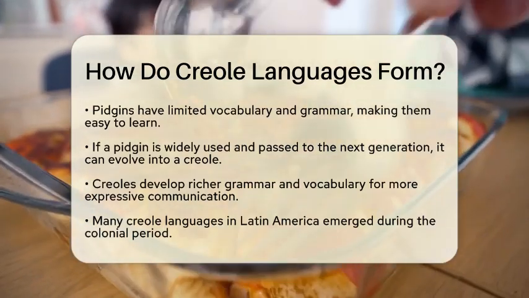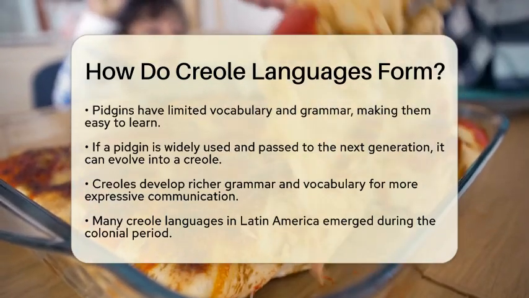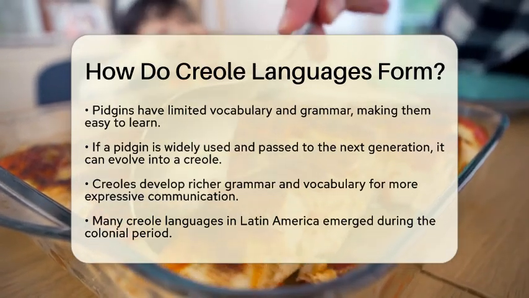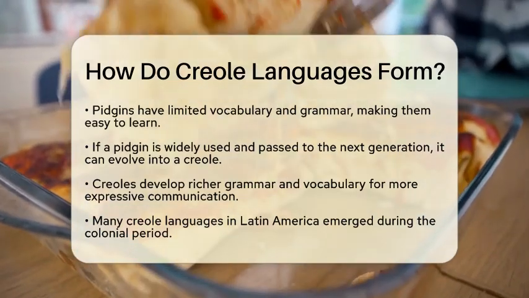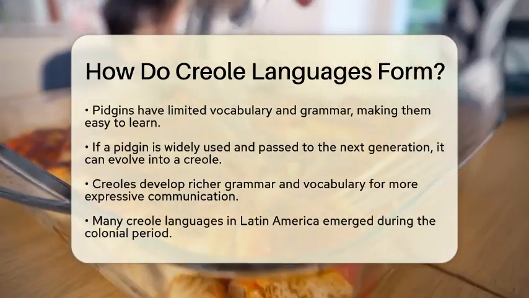As time goes on, if a pidgin is used widely and passed down to the next generation, it can evolve into a creole. This transformation adds more complexity to the language. Creoles develop richer grammar and vocabulary, allowing for more expressive communication.